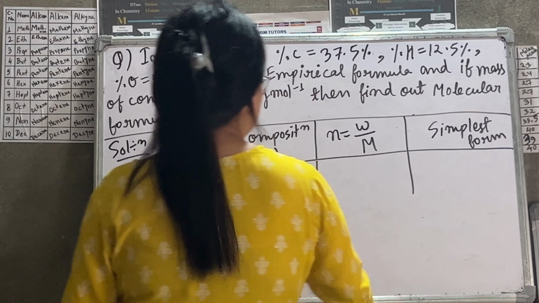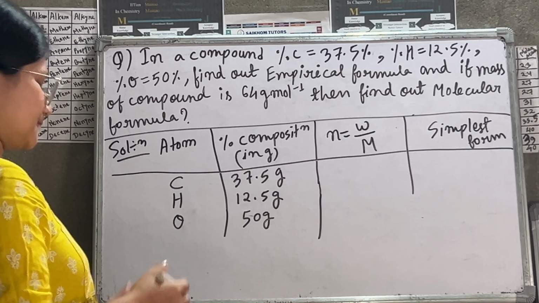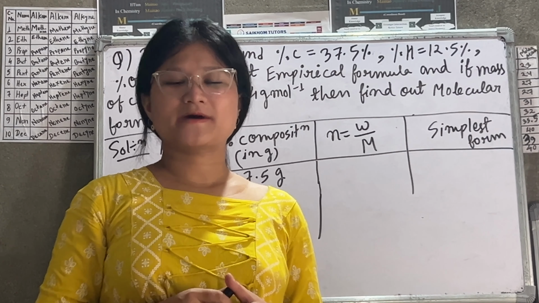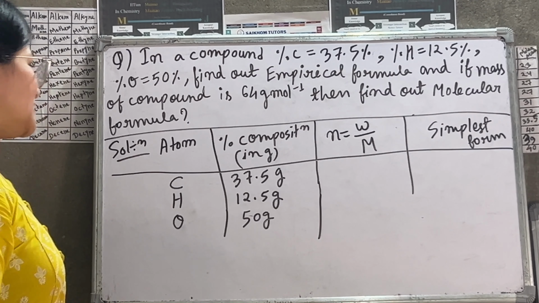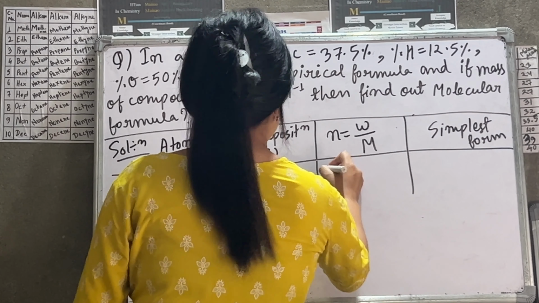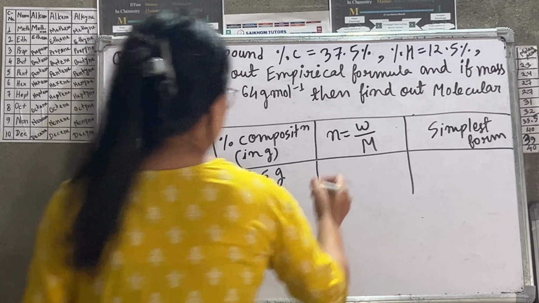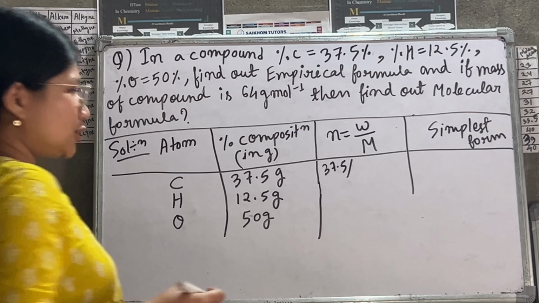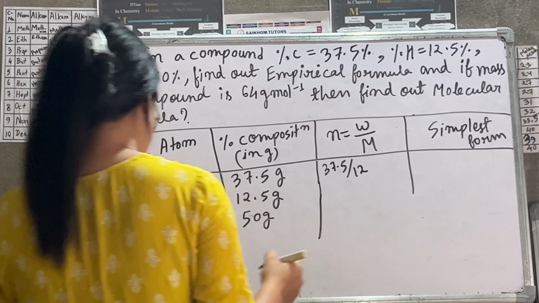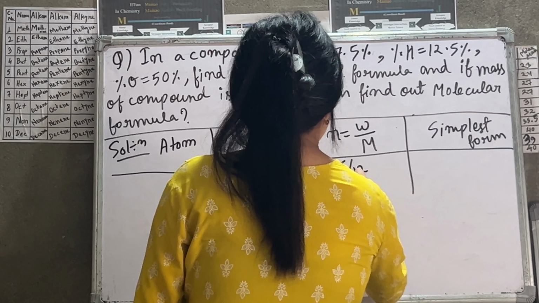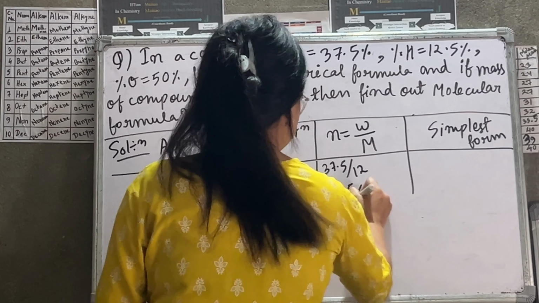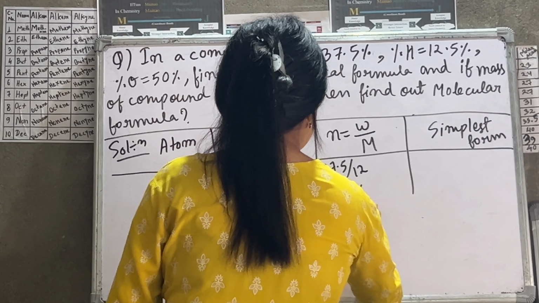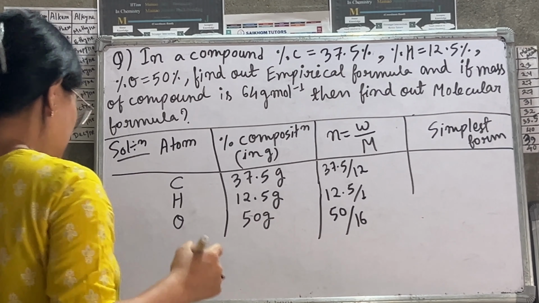So convert this into the number of moles, small n. So what is the number of moles? Number of moles is the given mass by molar mass. So here, what is given? The given mass of carbon is 37.5, and the molar mass of carbon is 12 gram per mole. For hydrogen, the molar mass is 1, and the molar mass of oxygen is 16 gram per mole.